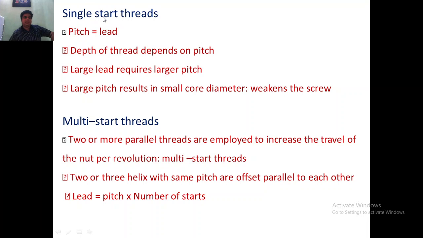So based on the number of starts, we have single start threads and multiple start threads, or single start screw or multiple start screw. Multi-start is nothing but 2 or more parallel threads. Just now we saw that. In single start, pitch is equal to lead, and depth of the thread depends on pitch. So these are the parameters of single start and multiple start threads. In multiple start threads, you should remember that L is equal to number of starts times pitch, whereas in single start, pitch is equal to lead, or lead is equal to pitch.